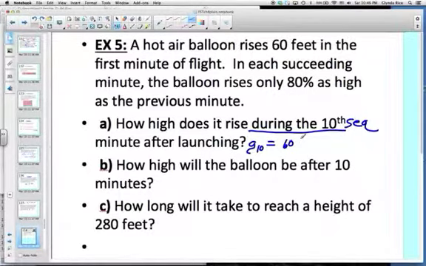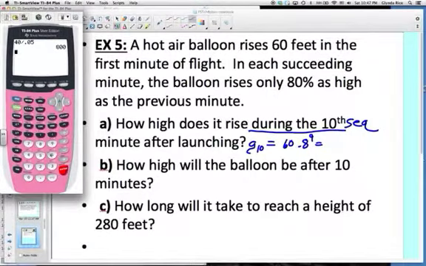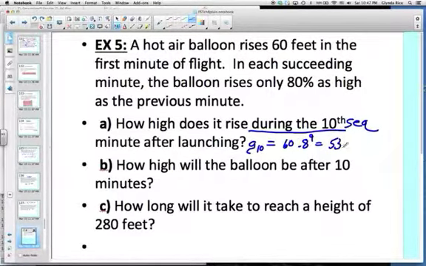60 in the first minute, 80% each other one, and then this is n minus 1, so 9. 60 times 0.8 to the 9th power, 53.4 feet.